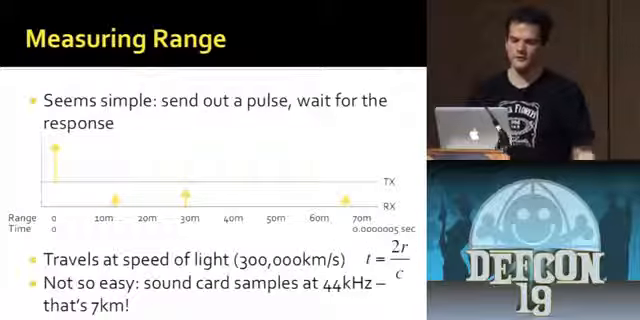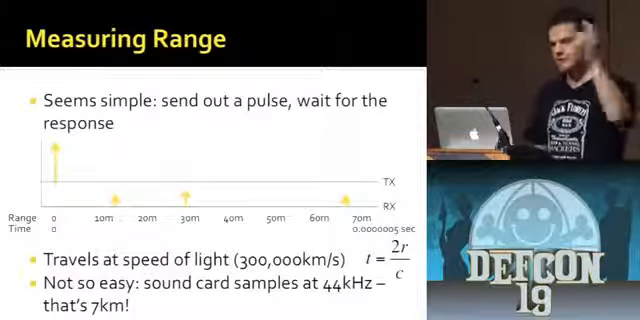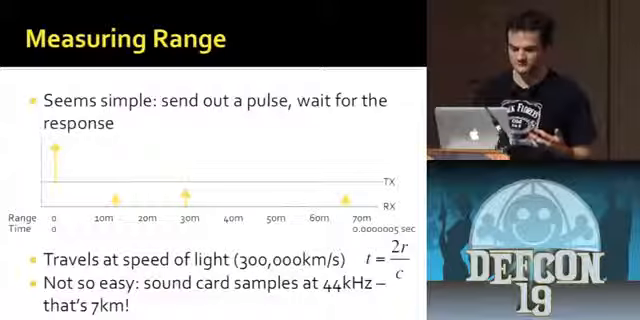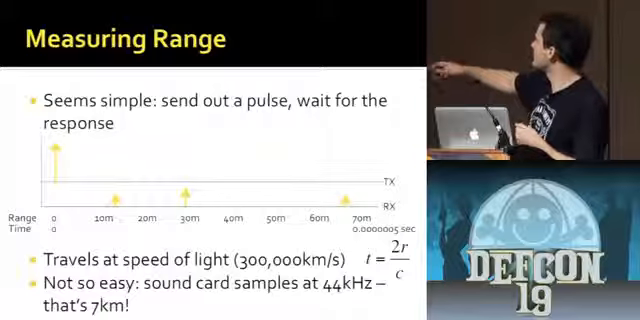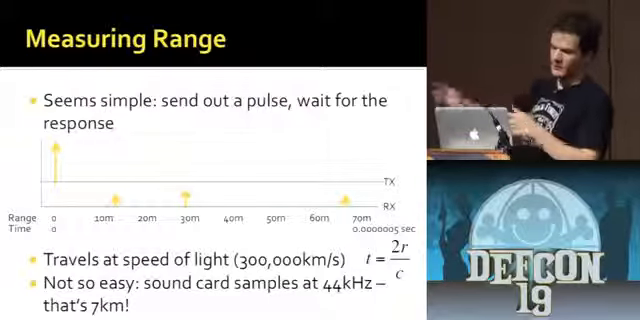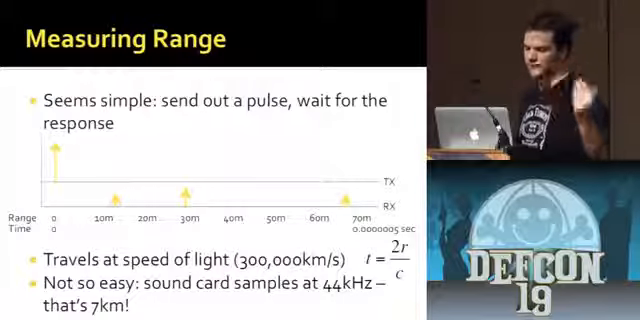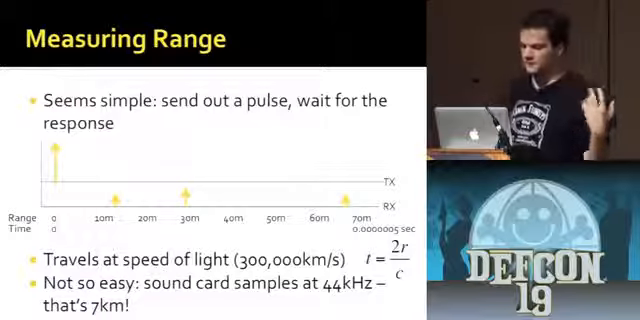So if we want to measure range, it seems pretty simple, right? We send out a pulse, just ping it out and wait for the response, and we just time how long that takes. So here's a visual depiction. If we have a transmit pulse at time 0, then we're going to get some returns from some targets, and we're going to say one is 15 meters away, one is 30 meters, one is 65. That seems pretty easy. We just look for it on a scope or something.